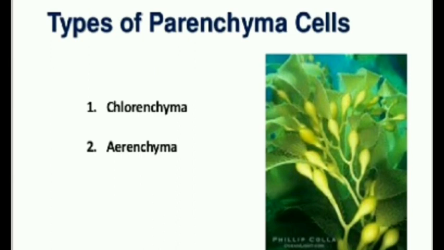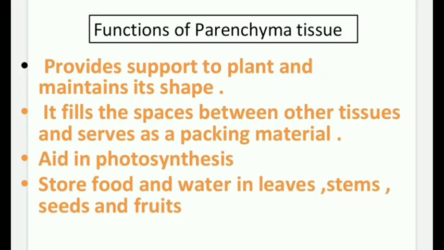In hydrophytes, that means the plants that grow in water, the parenchyma tissue has large intercellular spaces which are filled with air to provide buoyancy. Buoyancy means to help them to float in water. Such cells are termed as aerenchyma. Let us now discuss the role of parenchyma tissue in plants. It provides support to the plant and maintains its shape. It fills the spaces between other tissues and serves as a packing material. Cells which contain chlorophyll help in photosynthesis. In some plants, these tissues store food and water in leaves, stems, seeds, and fruits.